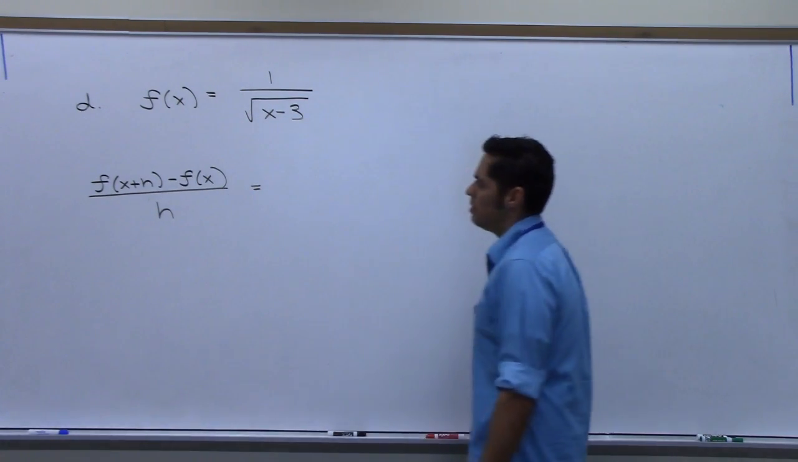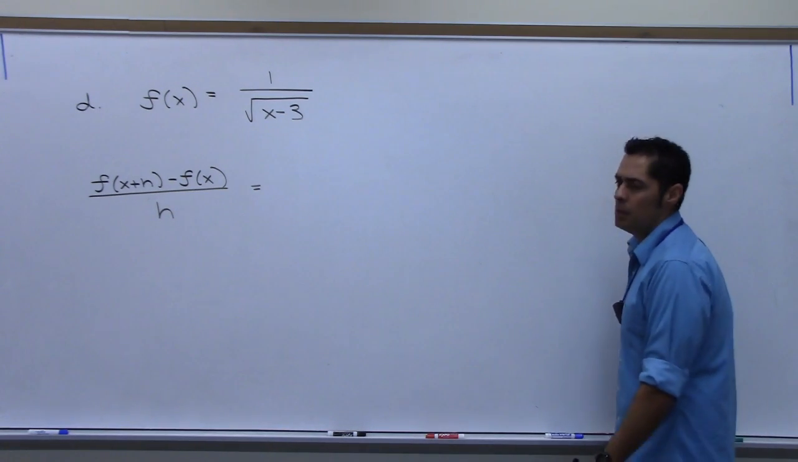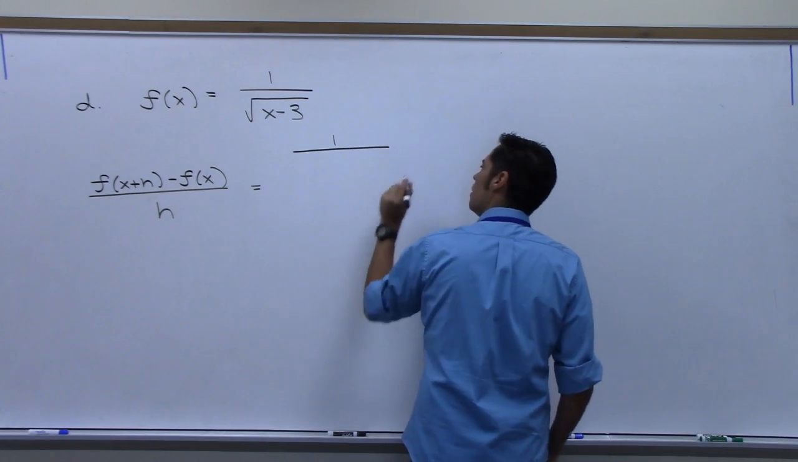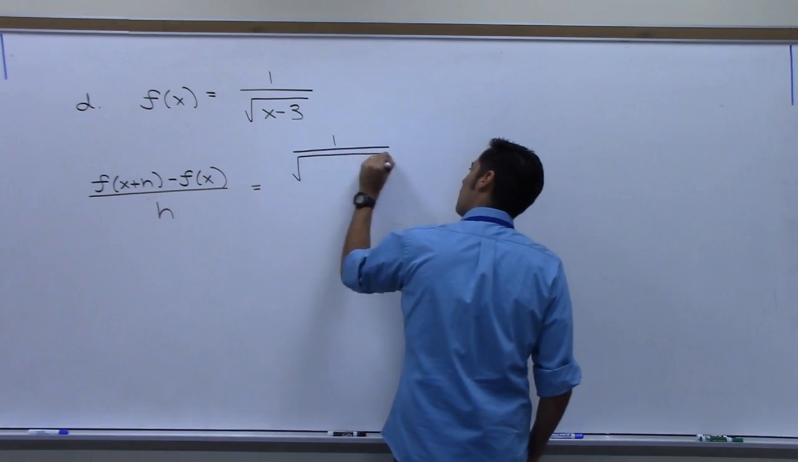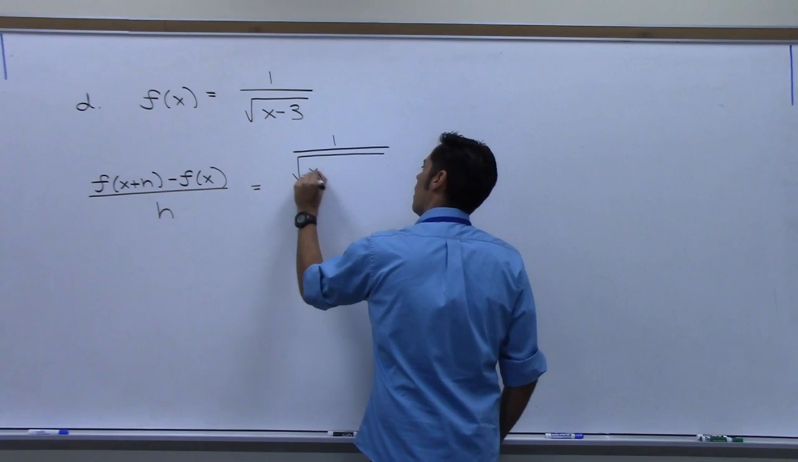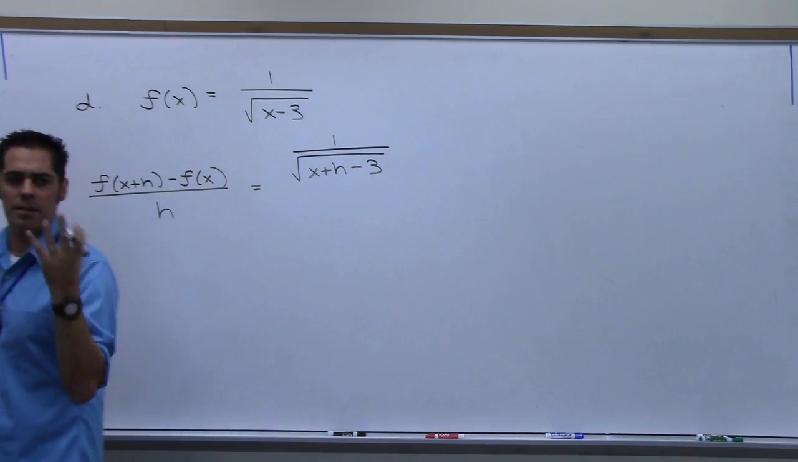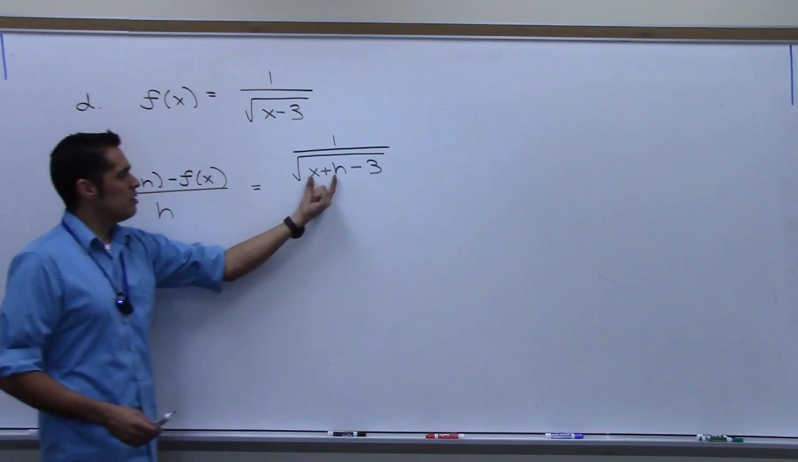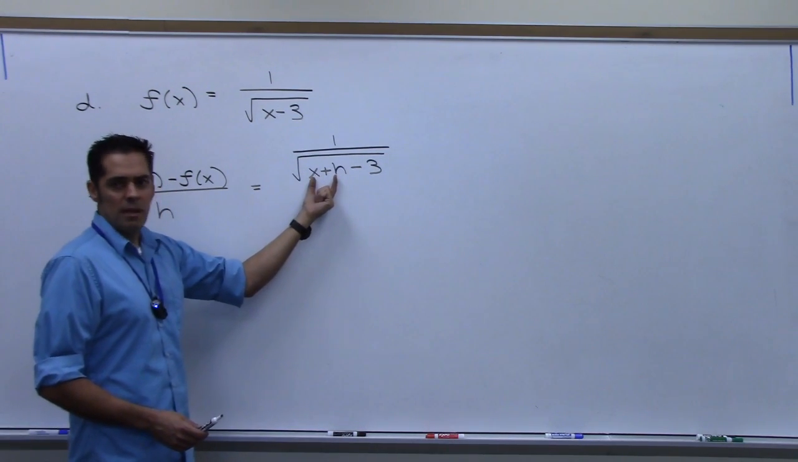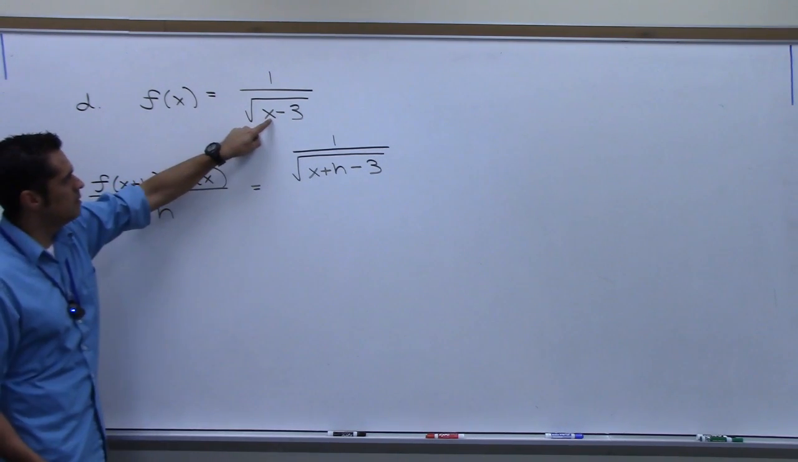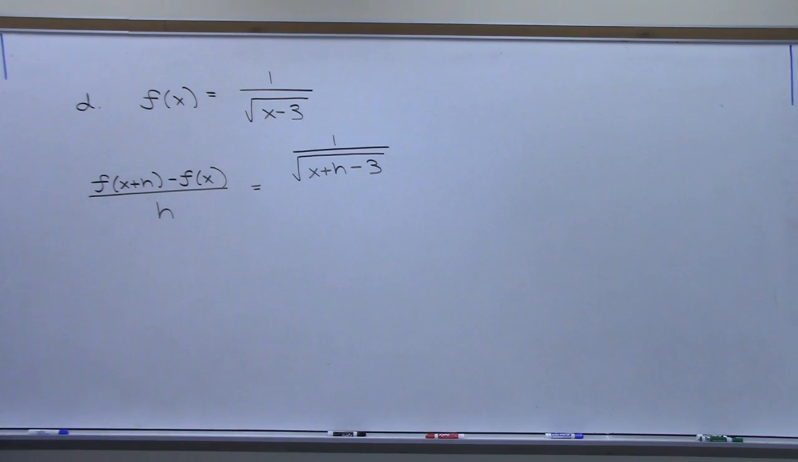So what's the top left going to be? 1 over the square root of x plus h minus 3. You don't necessarily need the parentheses, you could put them, but it doesn't matter because I'm not distributing anything to it. That's f of x plus h, x plus h plugged in right there. See, it's inside, with the x. It's not outside the root or anywhere else. It's in there.